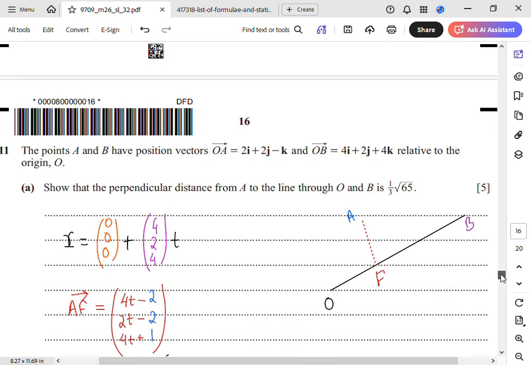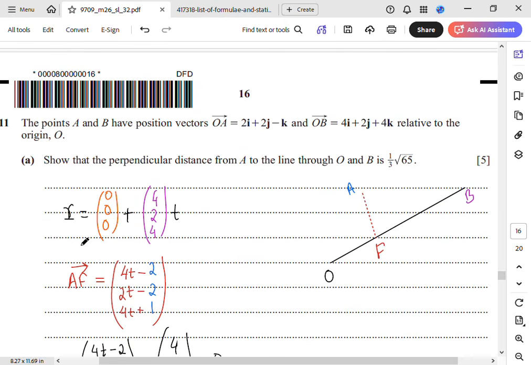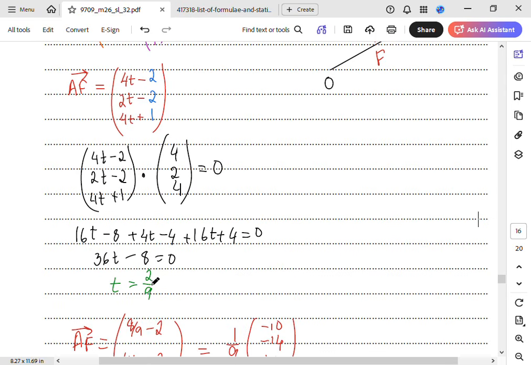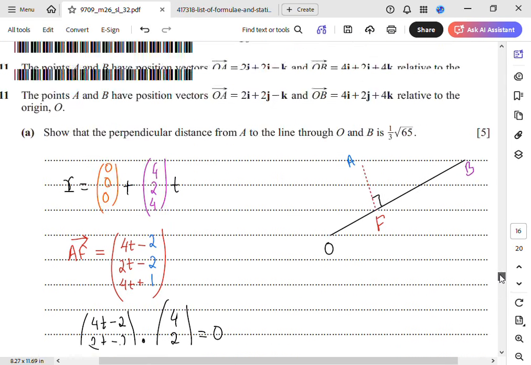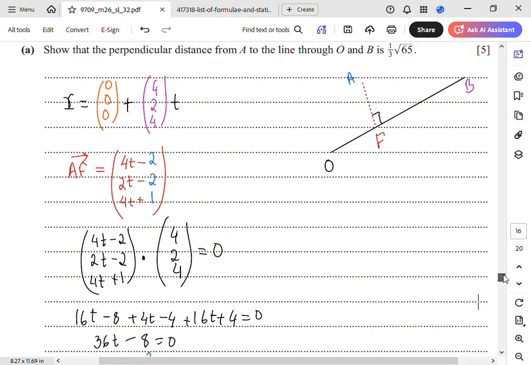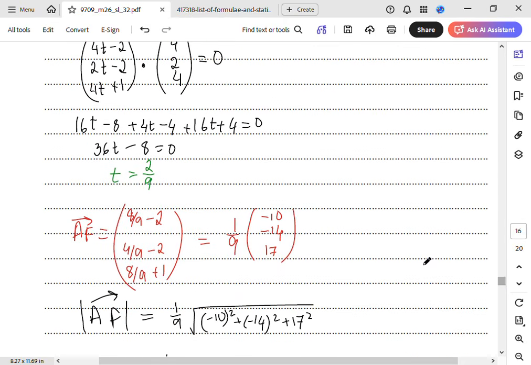So next is, since they are perpendicular, that means the dot product of AF and OB should be equal to 0. So that's what I did here. So from there, I would easily be able to find the value of t. Once you have the value of t, you know what AF is. Just plug in the value of t. So you get AF, and then you find the magnitude of AF, you get this one. So AF is 4 times 2 by 9 minus 2, then 2 times 2 by 9 minus 2, and 4 times 2 by 9 plus 1.